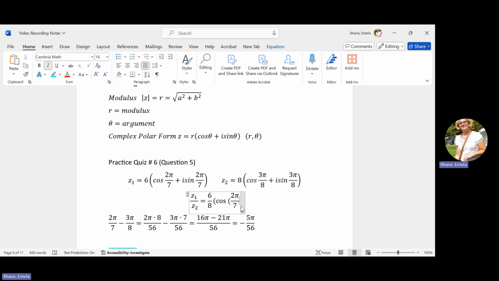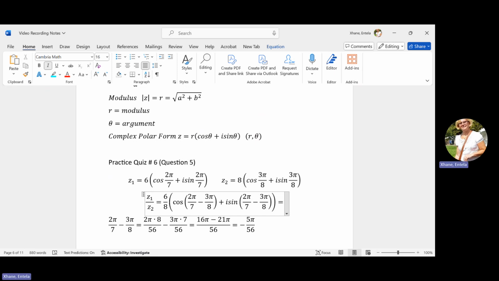Sorry about that. There you go. Plus I sine, and then let's copy this one. Now it's easy for me to copy. I don't know why, I accidentally did it. There you go. Okay, wonderful. There you go.